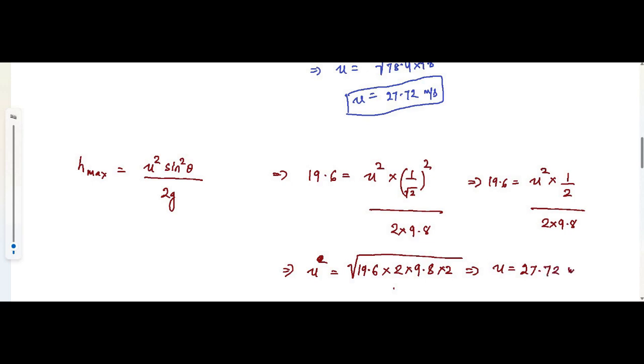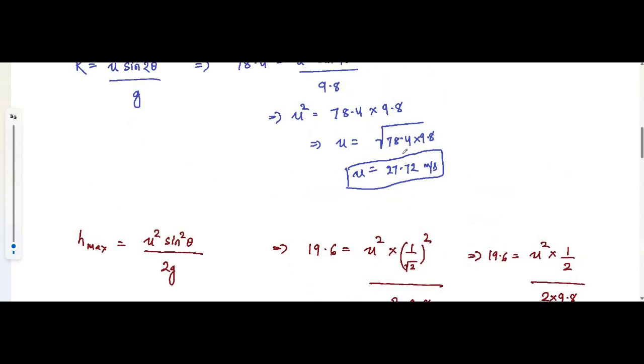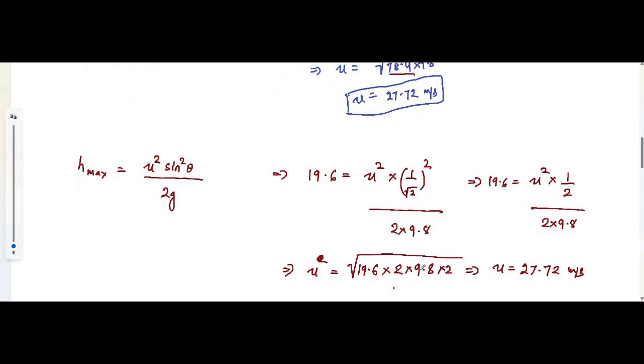27.72 meter per second. Because 19.6 is into 2 into 2, that is 19.6 into 4 is equal to 78.4. So 78.4 into 9.8 will be the same result, 27.72 meter per second. So either way you will get the same result, 27.72 meter per second.